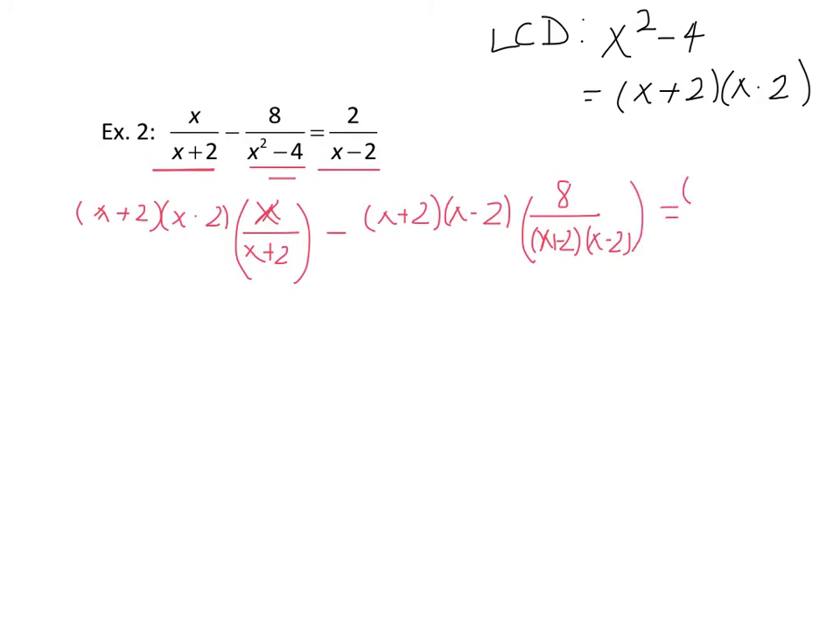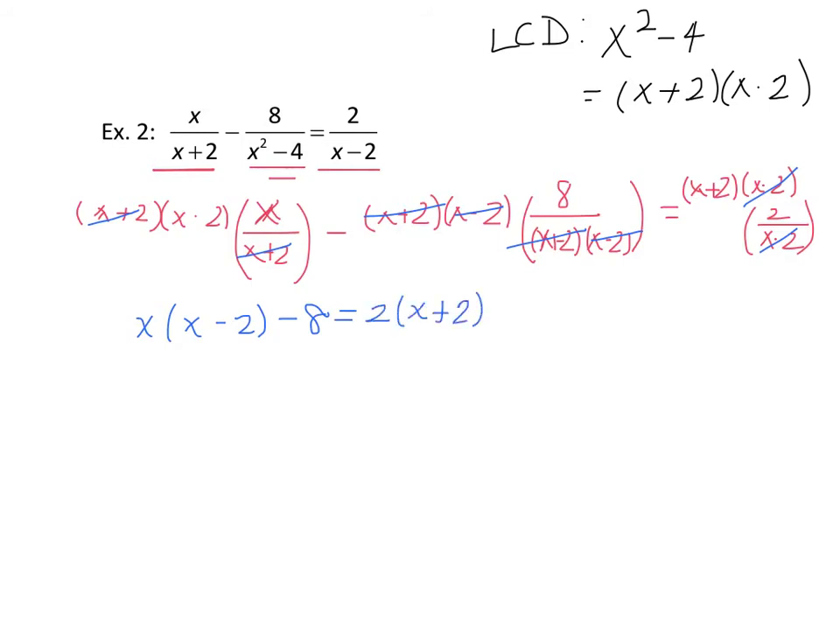And then that would equal x plus 2 times x minus 2 multiplied by 2 over x minus 2. And so what happens here is that the denominators will divide each other out, equal 1. Essentially they cancel. So x plus 2 cancels x plus 2 here. X minus 2 cancels x minus 2 here. X plus 2 also cancels x plus 2 there. And then in the last fraction on the other side, the x minus 2 cancels the x minus 2. So what I'm left with is x times x minus 2 minus 8 equals 2 times x plus 2.